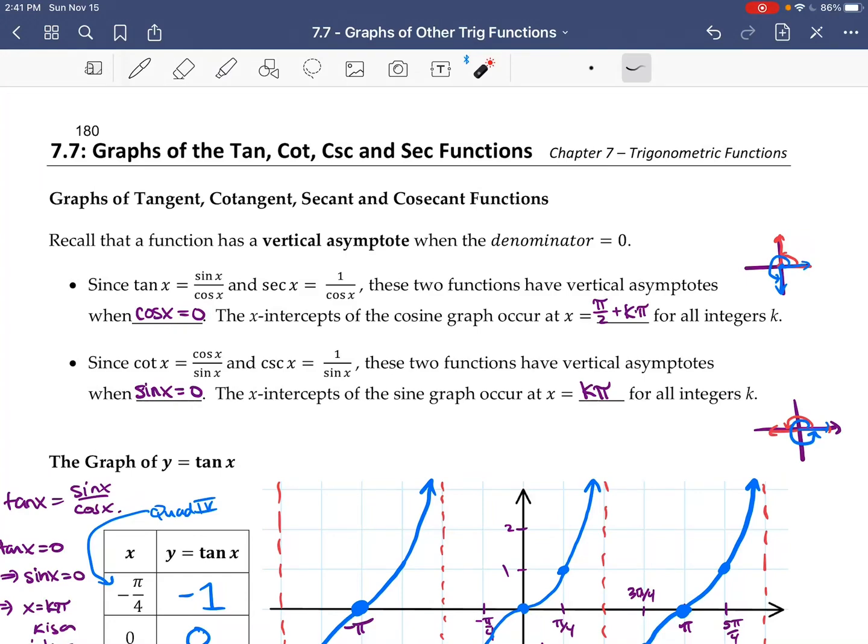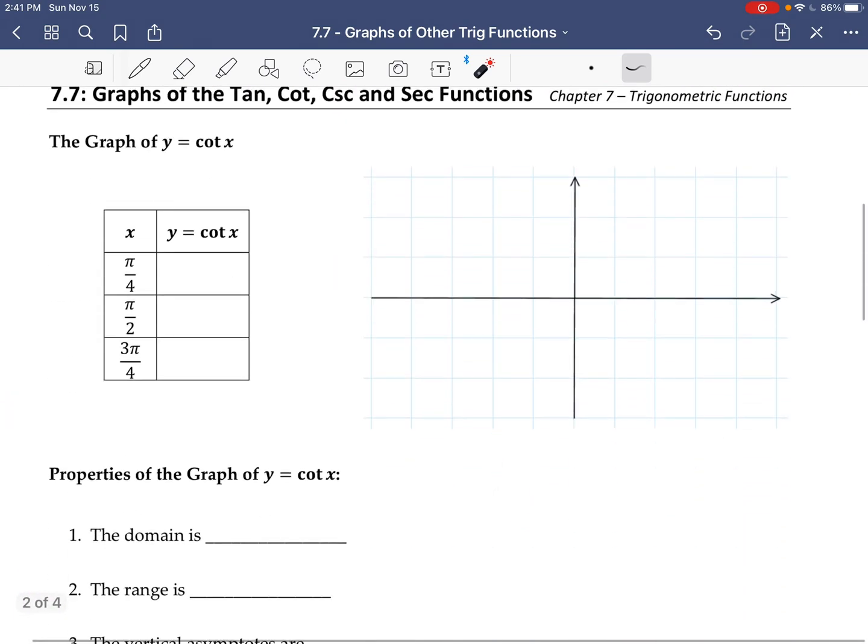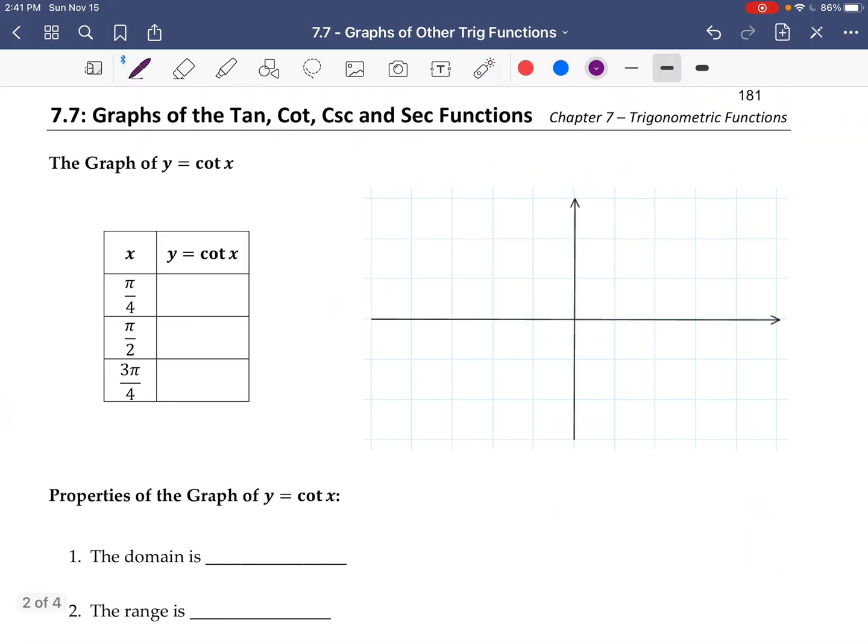In this video, we're going to look at the graphs of cotangent of x and secant of x. So these are very similar to tan and cosecant that we already looked at. So let's start with cotan. So remember, cotan of x is cos of x over sine of x. We're going to remember that it's going to have vertical asymptotes when sine of x is 0.